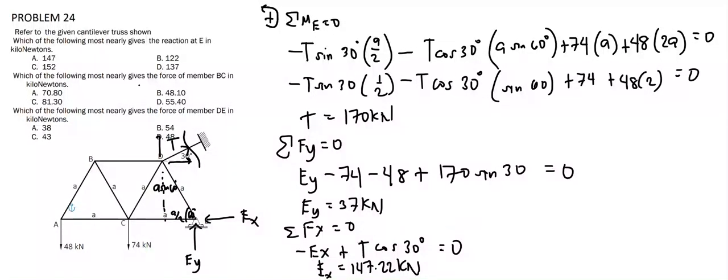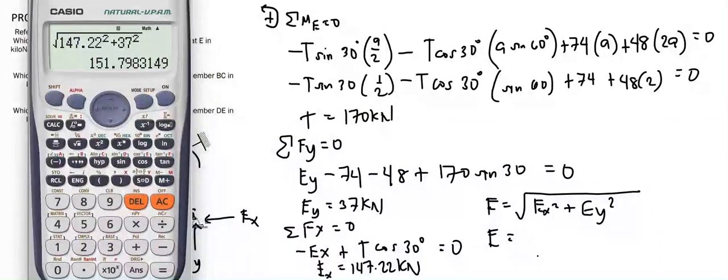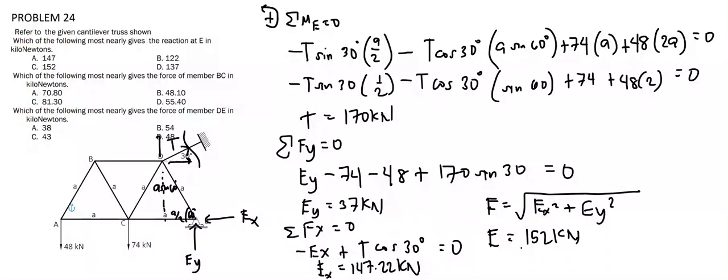To solve for the net force at E, we take the square root of the sum of the squares of EX and EY. And we're just basically doing a Pythagorean theorem. So the net force E is equal to the square root of the components EX squared plus EY squared. That is equal to 151.79 kilonewtons, or approximately equal to 152 kilonewtons. And that's the answer for our first problem.